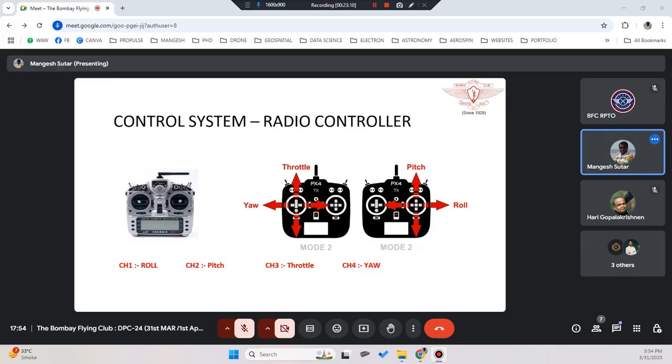So I would say 60-70% of people use the remote control in mode 2. Unless you are left-handed or something like that, then probably you can change the controls. Or if you have been trained to use mode 1, then you can use mode 1. Otherwise normally people use mode 2 everywhere. At least in India, I have seen everybody using mode 2. Any questions over here?